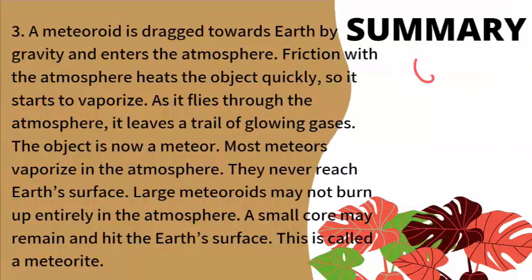Third, a meteoroid is dragged towards Earth by gravity and enters the atmosphere. Friction with the atmosphere heats the object quickly, so it starts to vaporize. As it flies through the atmosphere, it leaves a trail of glowing gases. The object is now a meteor. Most meteors vaporize in the atmosphere. They never reach Earth's surface. Large meteoroids may not burn up entirely in the atmosphere. A small core may remain and hit the Earth's surface. This is called a meteorite.